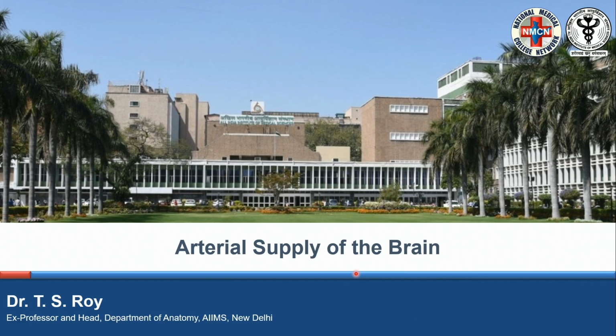Today I will be discussing the arterial supply of the brain. The brain is about 2% of the body weight and it consumes nearly 20% of the oxygen. Unconsciousness occurs within 10 seconds of cessation of blood supply. That is why the arterial supply of the brain is a very important topic.